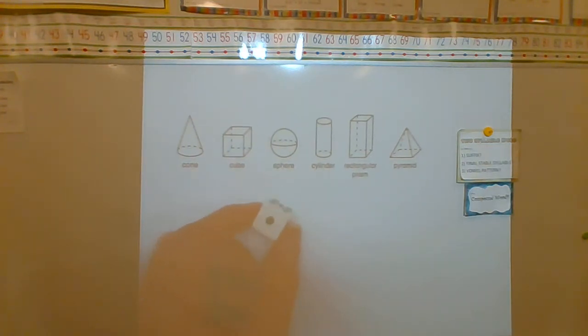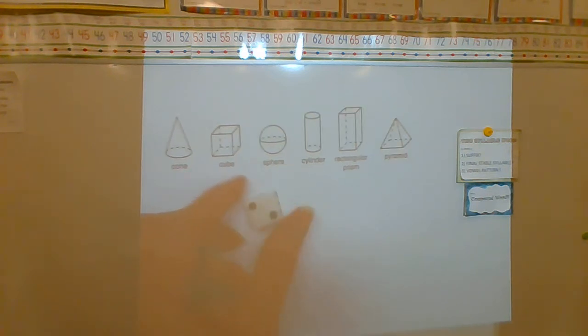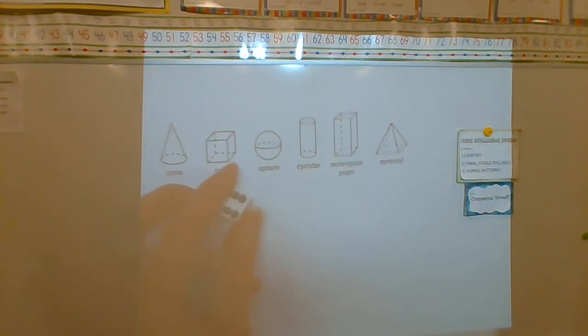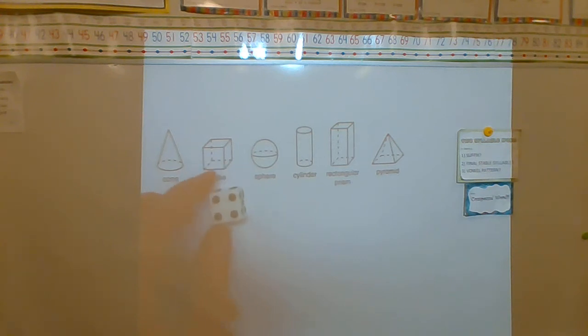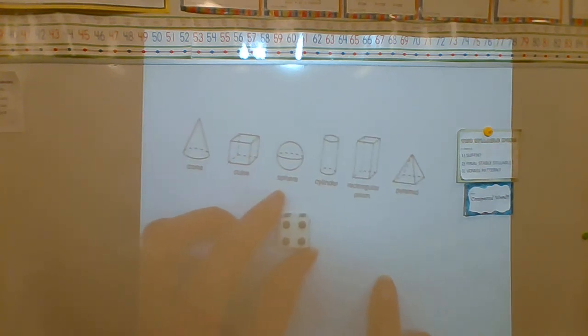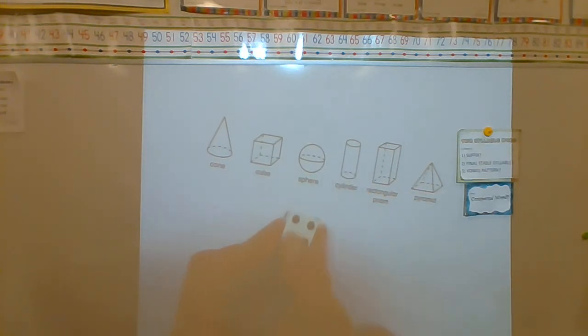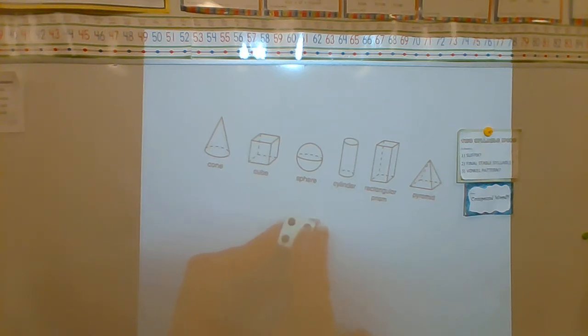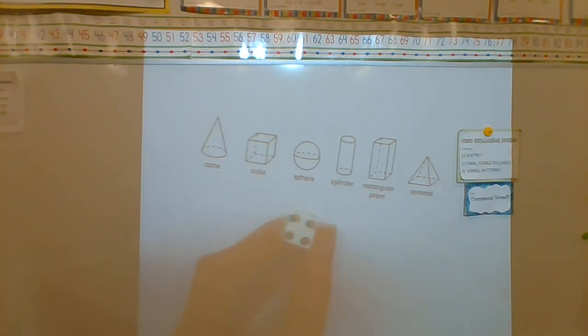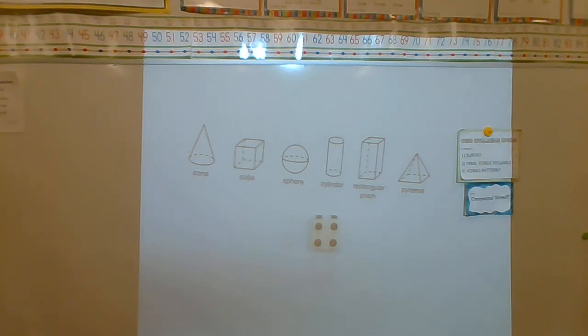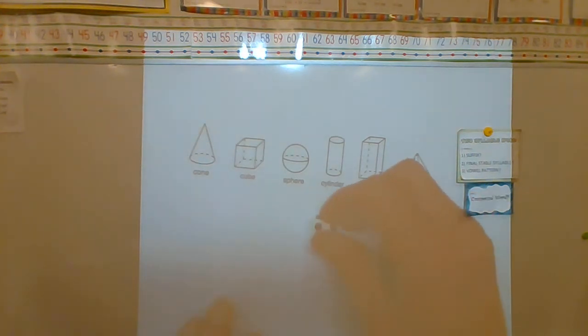Which geometric solid does this look like? That's right, it looks like a cube. What is the shape if I showed you the face? Let's just go with this side. This is called a face, and it is the shape of a square. So the shape of that face is called a square. And all cubes have faces that are squares. So if he has a square face, he's a cube.